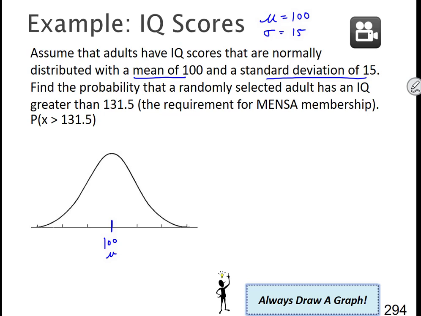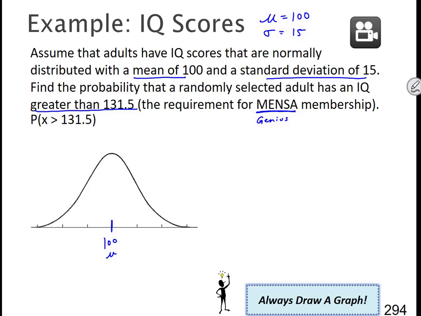And so the question says, find the probability that a randomly selected adult has an IQ greater than 131.5, which is the requirement for Mensa membership. If you're not familiar with that, Mensa is a group for geniuses. So already we know that we're going to be finding the smartest people, or the probability of finding the smartest people, and there's not going to be very many of them. So let's look at our axis.